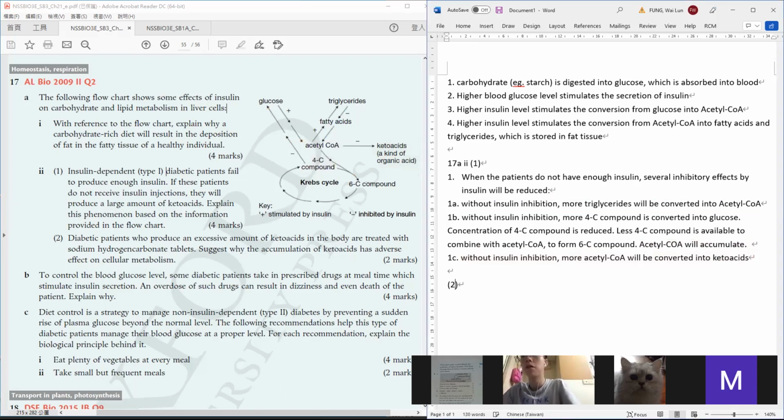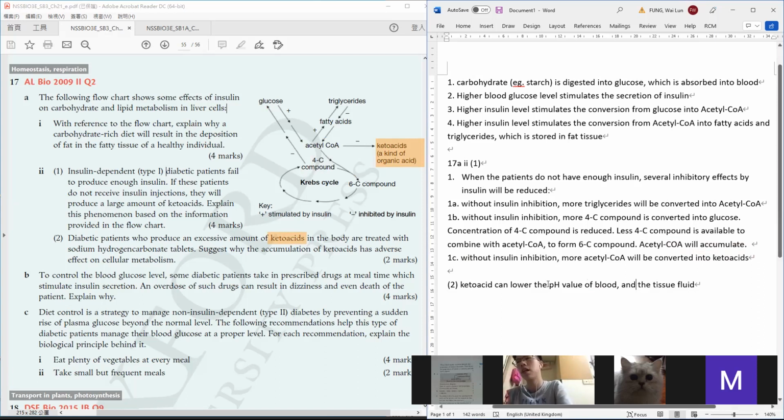Okay, last one. Part two refers to the situation when you have too much keto acid. Keto acid is quite acidic, so keto acid can lower the pH value of your blood and the tissue fluid.